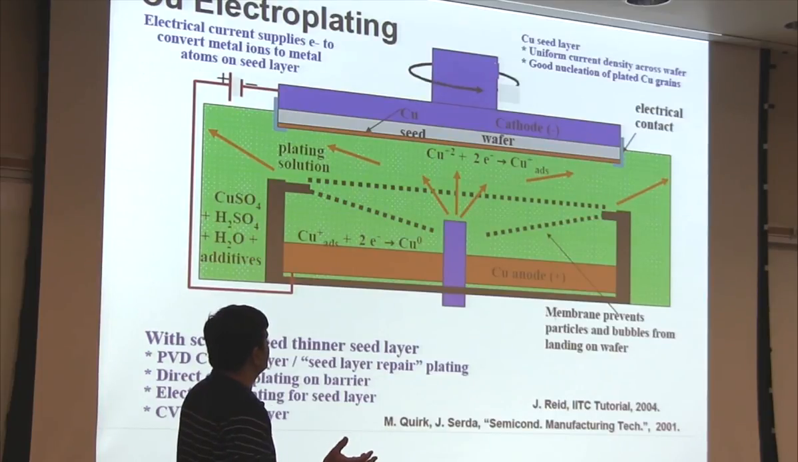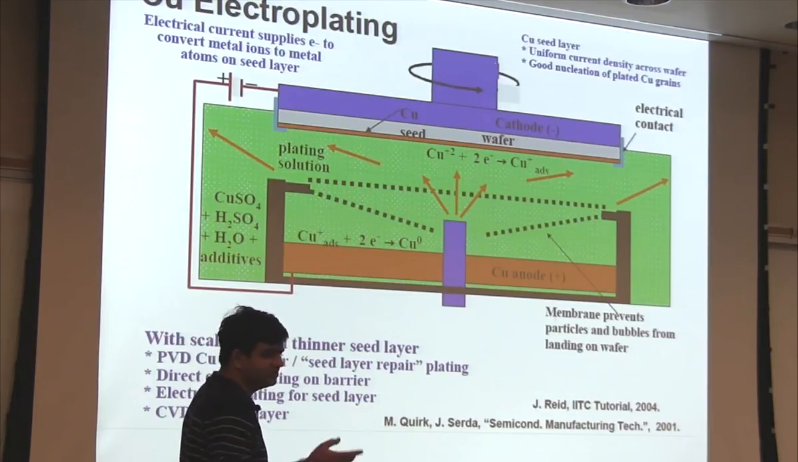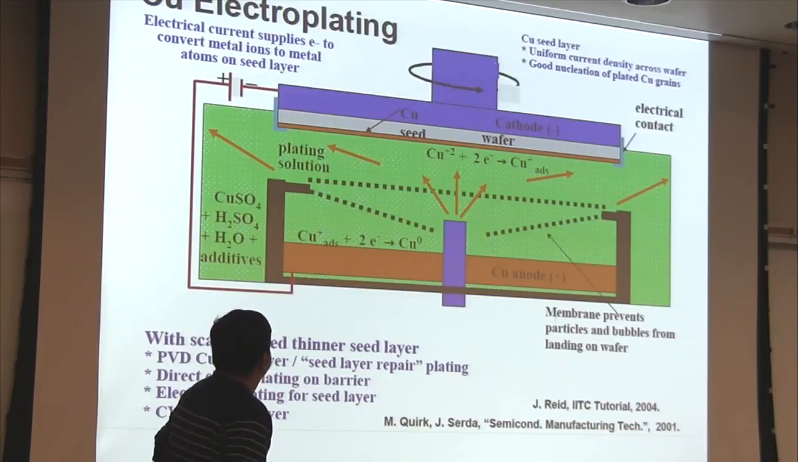borrowed not from the semiconductor, but borrowed by the semiconductor industry from, say, the silverware industry or the jewelry industry. But Krishna is not here today, but he did a lot of work on developing this copper electroplating process.